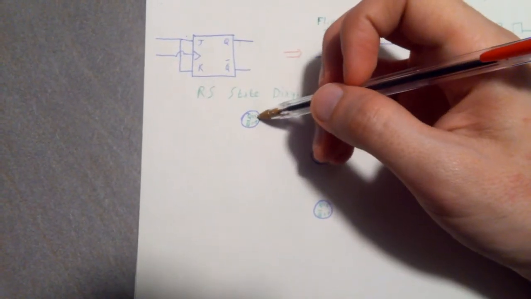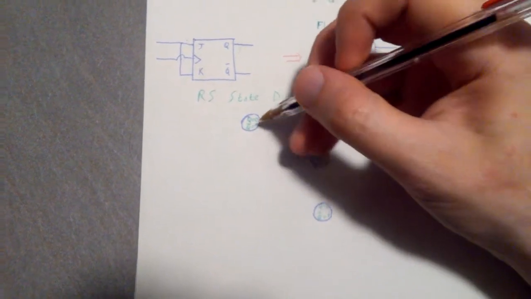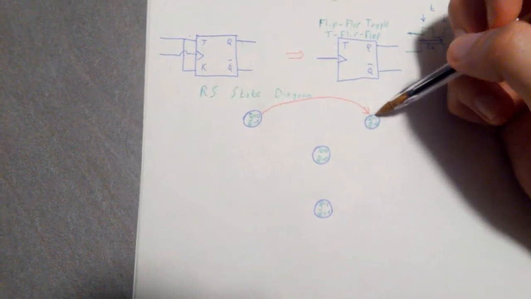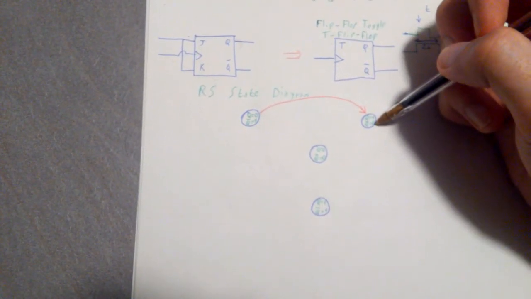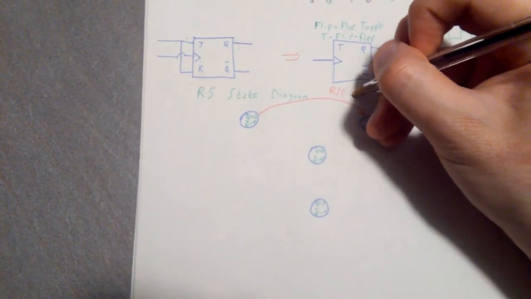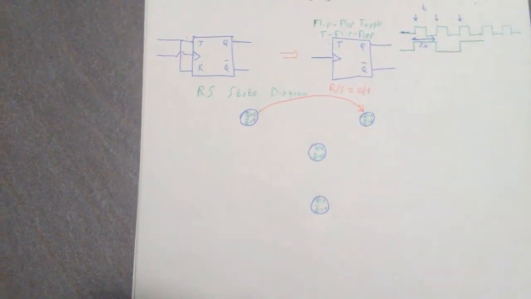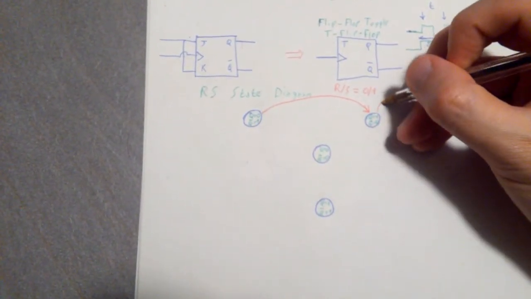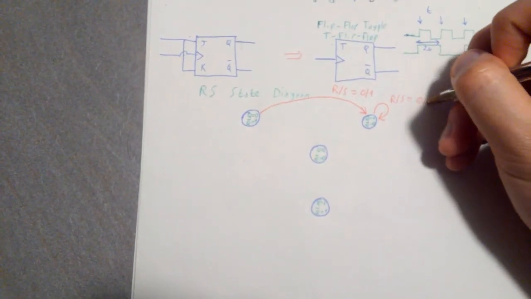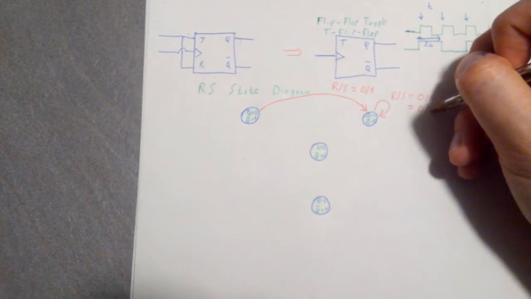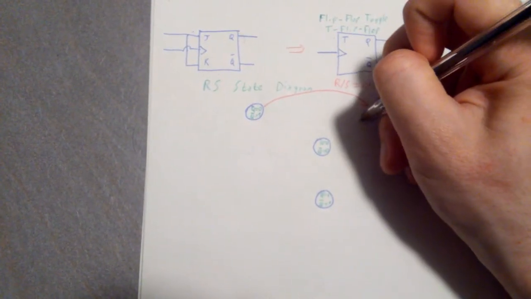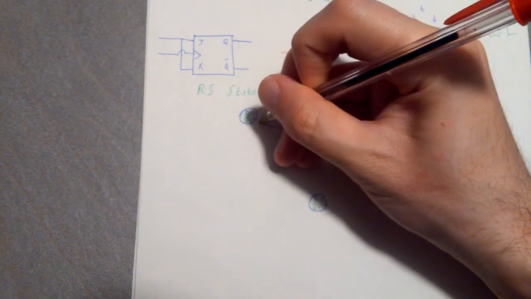So if we have Q equal to 0 and Q naught equal to 1, and we want to go to this state where Q is equal to 1 and Q naught is equal to 0, we can say then RS is equal to 0, 1, and we go to this state. If RS is equal to 0, 1, or if it's equal to 0, 0, we're just going to stay in this state.